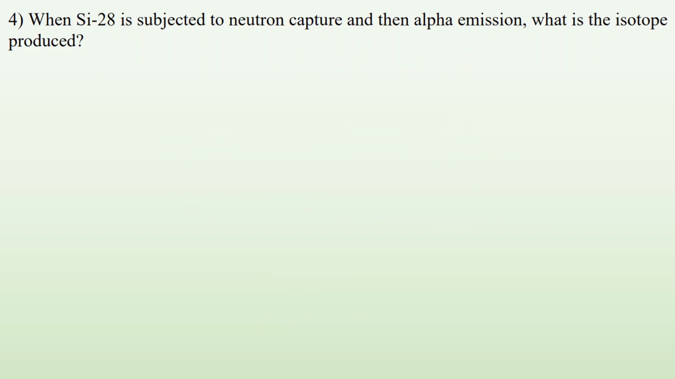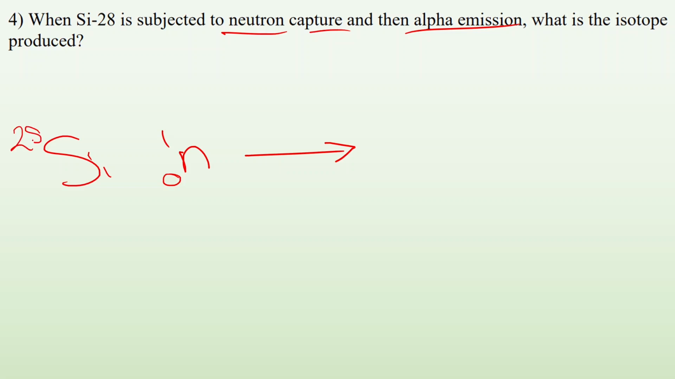Number 4. When Si-28 is subjected to neutron capture and then alpha emission, what isotope is produced? Let's draw my arrow first. If I have neutron capture, that means the neutron started off as a separate thing, so it's going to be on the left side. It's got a charge of 0, mass of 1. And Si-28 is subjected to it, so I start with Si-28, a mass of 28. When I look up the charge for Si, it's 14.